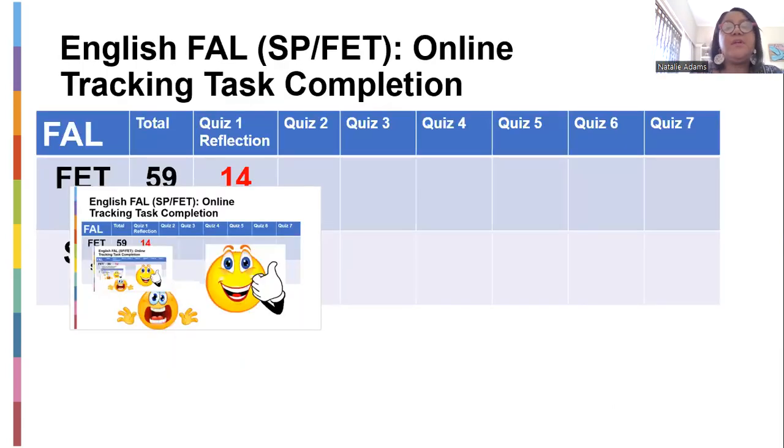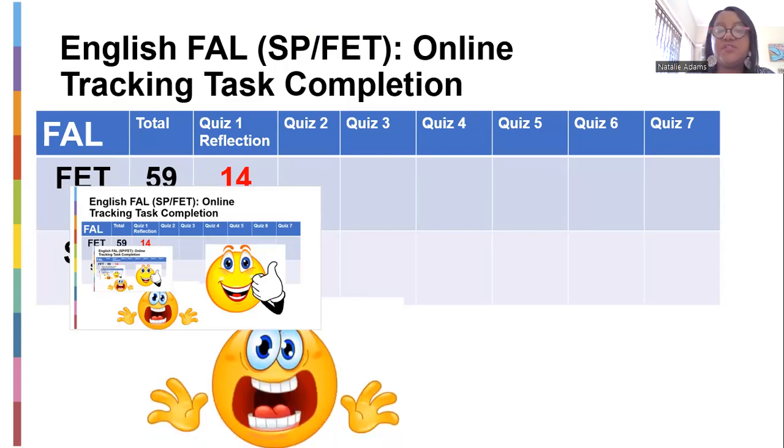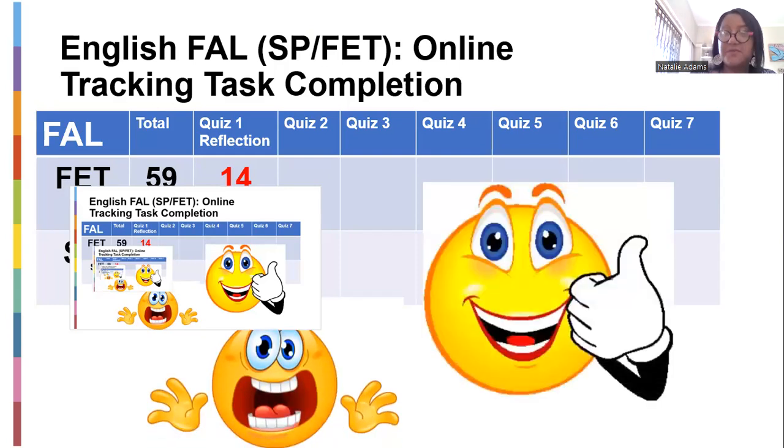Now, this is just a tracking task completion. For now, the first reflection quiz has been closed. As I've said, I'll open it for certain students who have registered late. But most of you have completed that task. A lot of you asked me for a second opportunity, which I gave them. So I'm very happy, and I'm still busy marking the reflection task. I should have it done very soon.